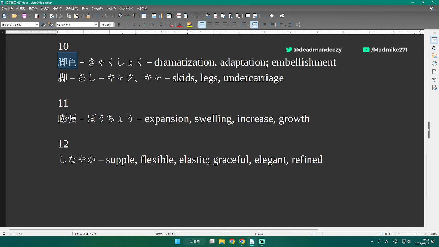That is, you have gone to the legs of something, the kind of part that carries along, for example, a story, and you've colored it some. You've made it dramatic. You've made it an adaptation, or you've embellished a little bit. Kyakushoku. It's to change the color of the undercarriage on a story.